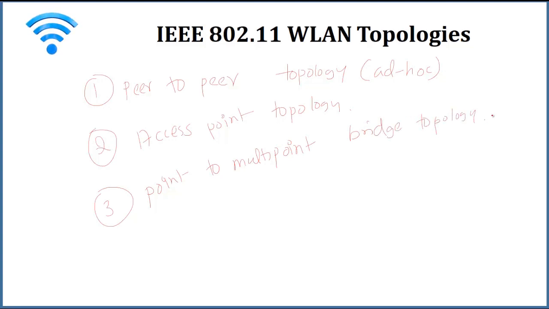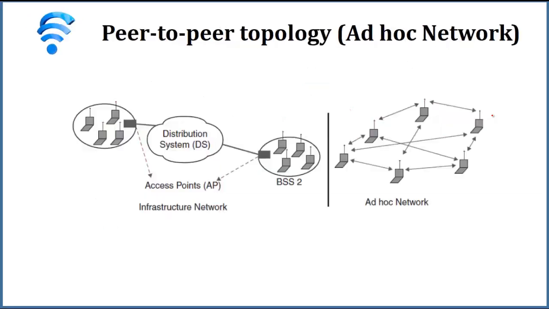In peer-to-peer topology, the client devices within a cell communicate directly with each other. I think I have a diagram. Yes, like that. Client devices within a cell communicate directly with each other. These are your access points. We used to say this is your master and these are your slaves.